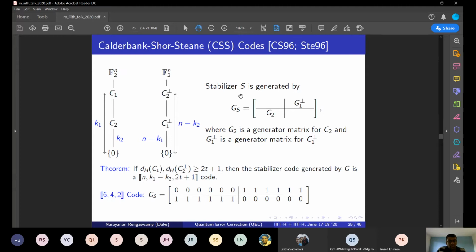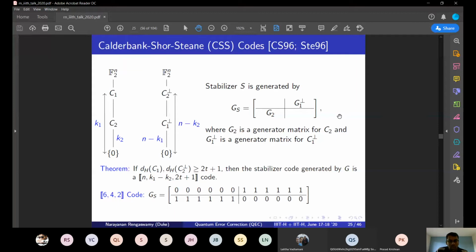Now stabilizer CSS codes are the special case where there exists a generating set for the stabilizer where each generator is either a purely Z-type operator or a purely X-type operator. So this block is just 0. That's what I mean. This matrix is with respect to the binary notation (A|B), so each row is like E(A,B), where A is the X part and B is the Z part. These rows give you a pure X-type operator, and these rows give you a pure Z-type operator.